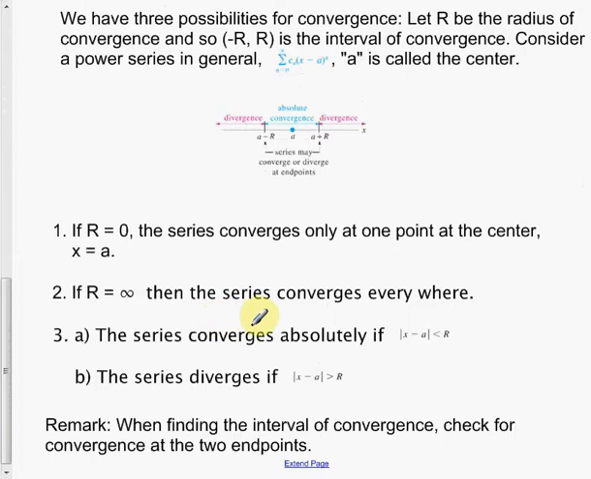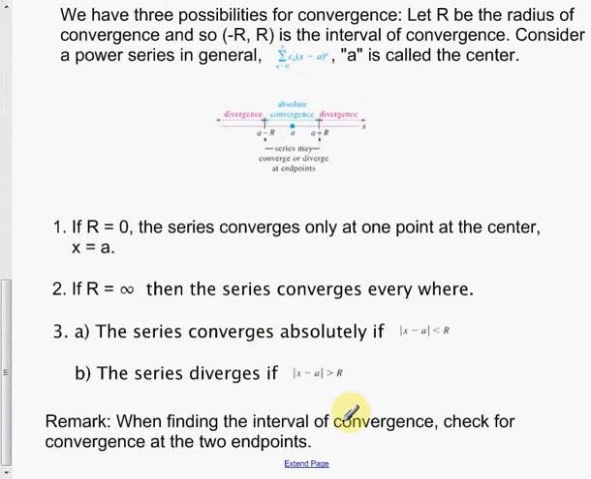There could be a restriction. The power series may be convergent on the interval where the absolute value of x minus a is less than r. So it's convergent there, then obviously it's divergent elsewhere. Well, where's the elsewhere? Well, the series is divergent if the absolute value of x minus a is greater than r. When finding the interval of convergence, you must check for convergence at the endpoints. Do you remember that from Calculus 2? Right.